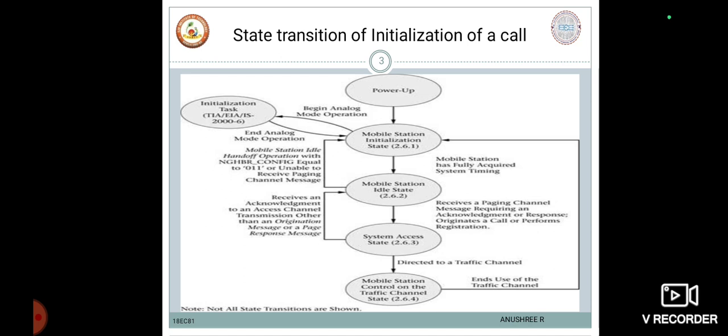CDMA system registration procedures are dependent upon the status of the mobile station. The mobile may be either in a detached condition or in an attached condition when first turned on. The mobile goes through a power-up state during which it selects a CDMA system and then acquires the pilot and the synchronous channels, which allows it to synchronize its timing to the CDMA system. When attached, the mobile may be in one of three states: the idle state, the system access state, or the mobile station control on the traffic channel state. So these are the three different states it can undergo.